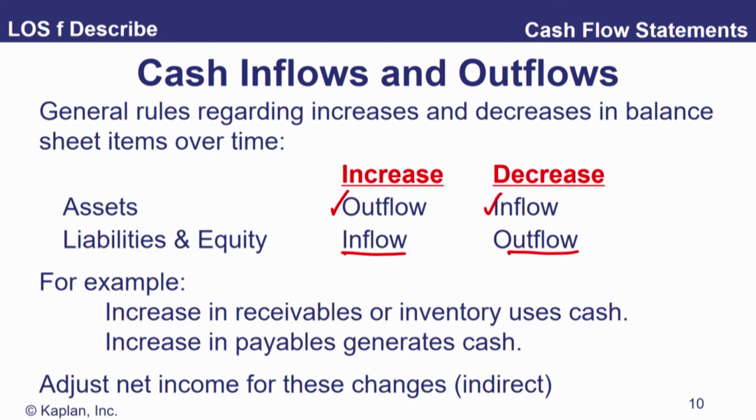So we're going to end up with the rules that we're going to add decreases in assets, but add increases in liabilities, and we're going to subtract outflows in assets. So we're going to subtract an increase in an asset, but a decrease in a liability. Don't worry too much about that now. We're going to see it in practice in just a little while.